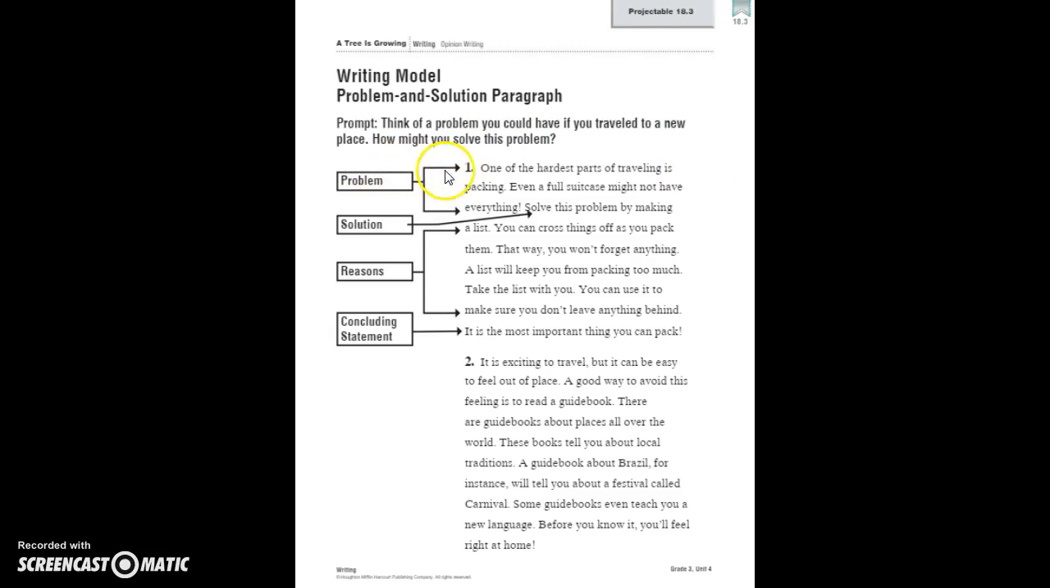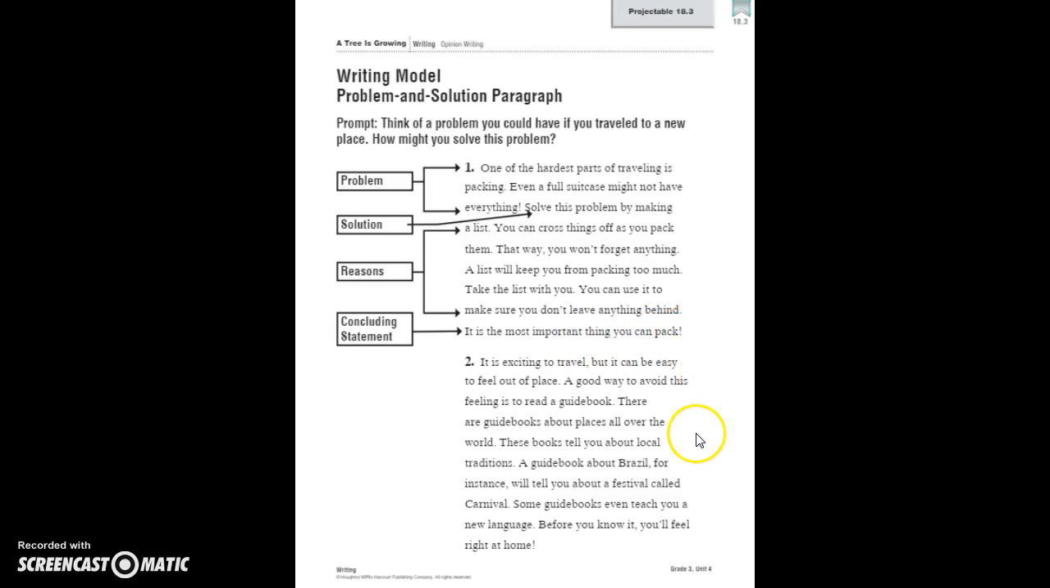So we have our problem clearly stated. Hardest part is packing. Even that full suitcase might not have everything you need. So then how are we going to solve that? Well, by making a list. Here's the reasons why a list would solve that problem. You can cross things off as you pack them, then you won't forget anything. A list will help keep you from packing too much. You can take that list with you to make sure that you don't leave anything behind. Then our concluding statement, it is the most important thing you can pack.